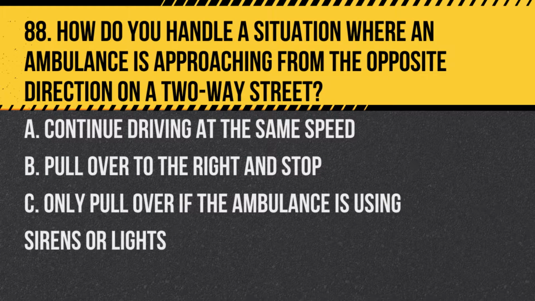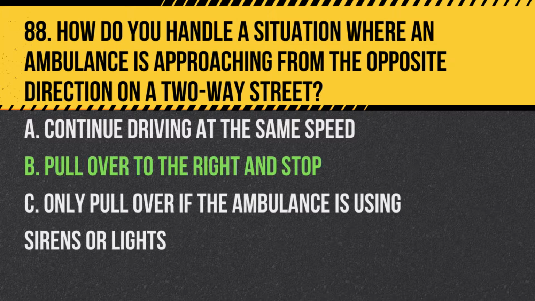Question 88. How do you handle a situation where an ambulance is approaching from the opposite direction on a two-way street? A. Continue driving at the same speed. B. Pull over to the right and stop. C. Only pull over if the ambulance is using sirens or lights.